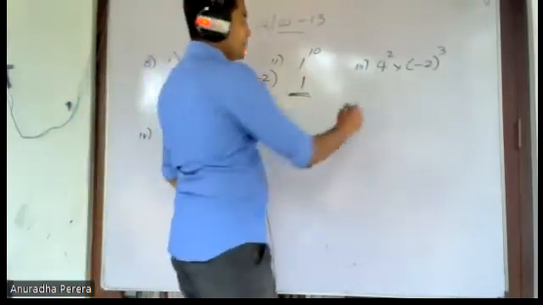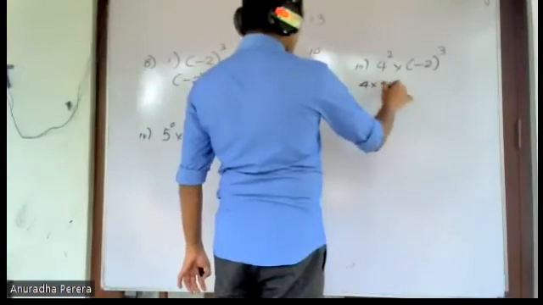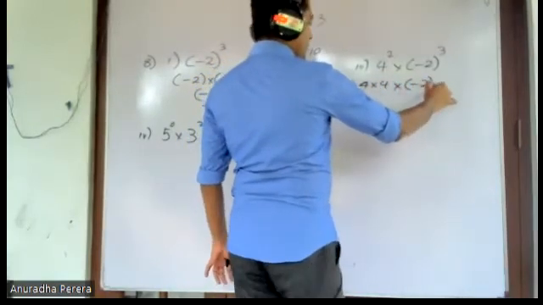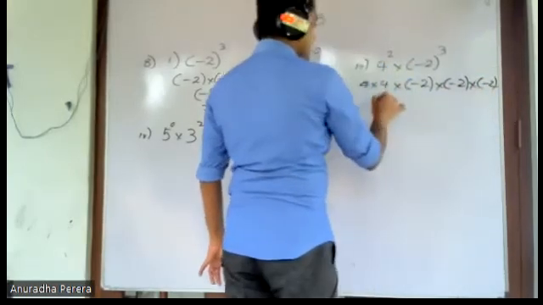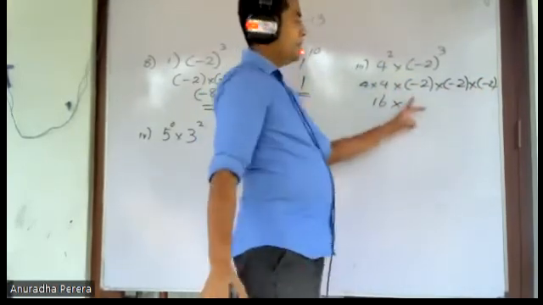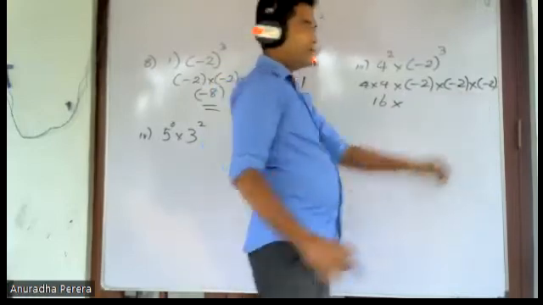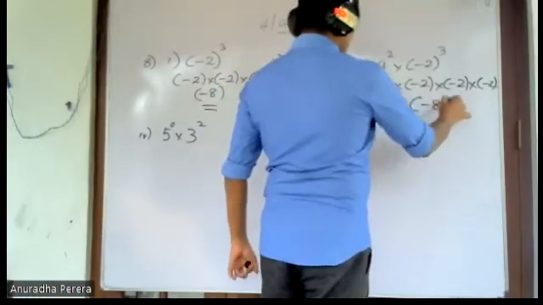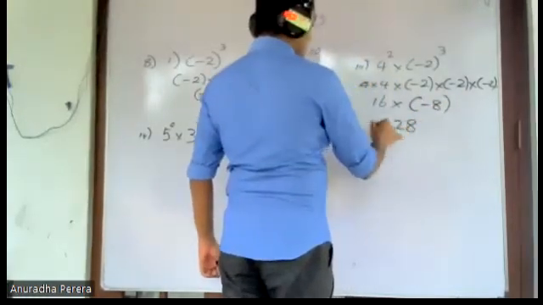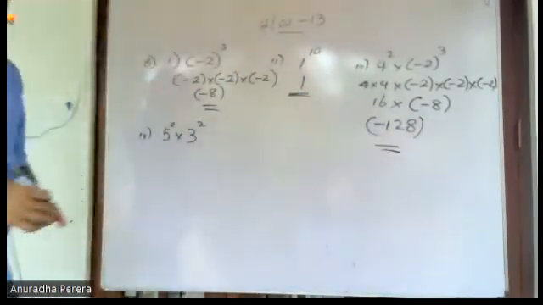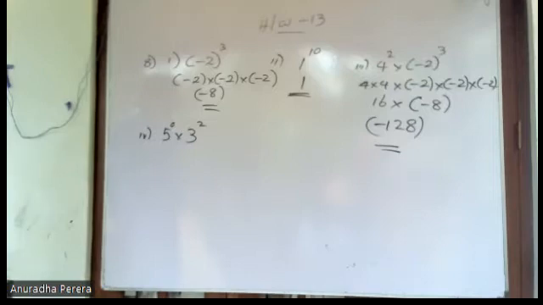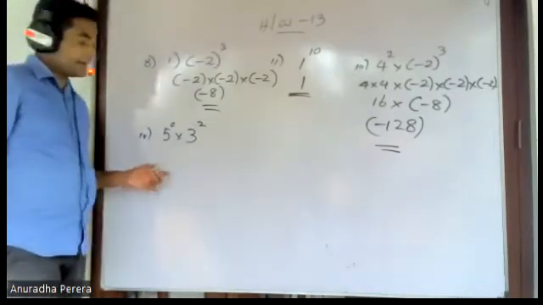This one, 4 to the power 2 is 4 into 4, times minus 2 into minus 2 into minus 2. This one is 16. Minus 2 into minus 2 is plus 4, into minus 2 is minus 8. So 16 times minus 8. The answer is minus 128. Yes. Next one.